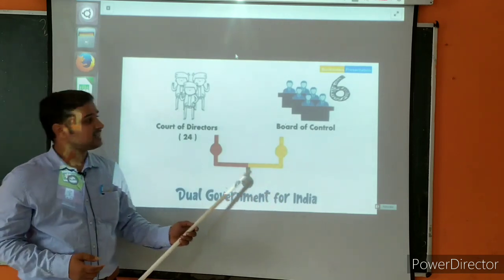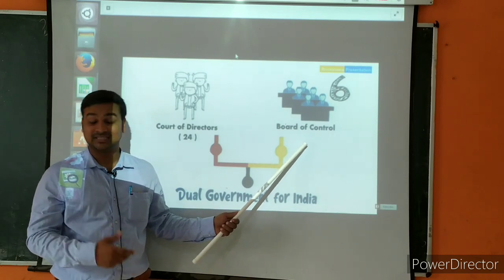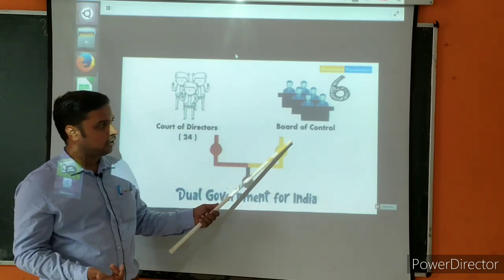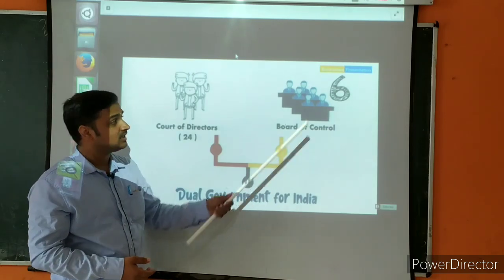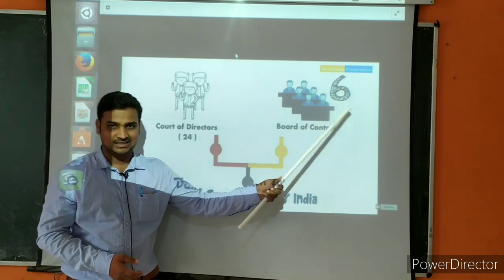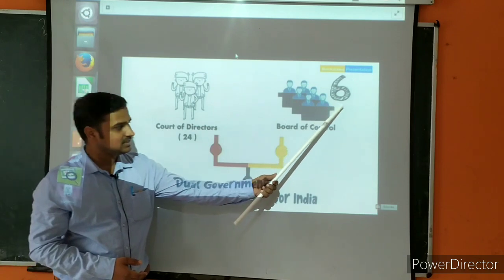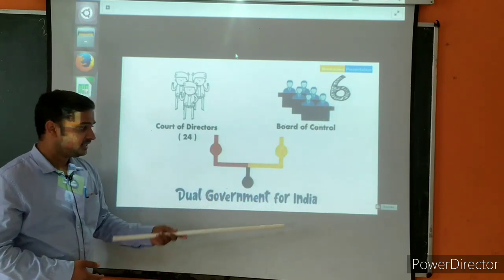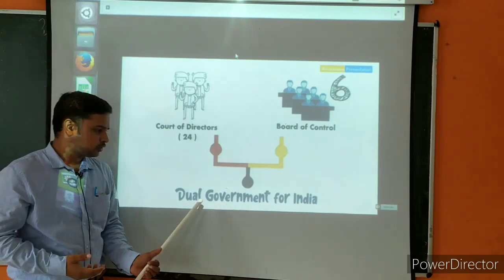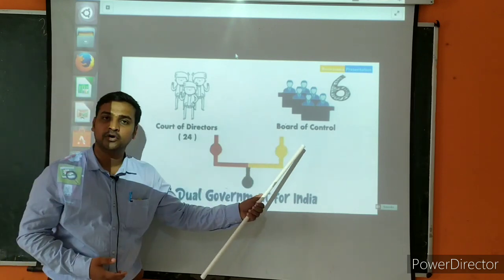If somebody asks what is the number of board of control, it can be asked in your examination for 1 mark as well, like in true false and MCQ type questions. The number of members who are there in board of control were 6. So 24 court of directors were there and 6 members of board of control were there, and it was the scenery of a dual government type. So dual government for India was introduced by court of directors and board of control.